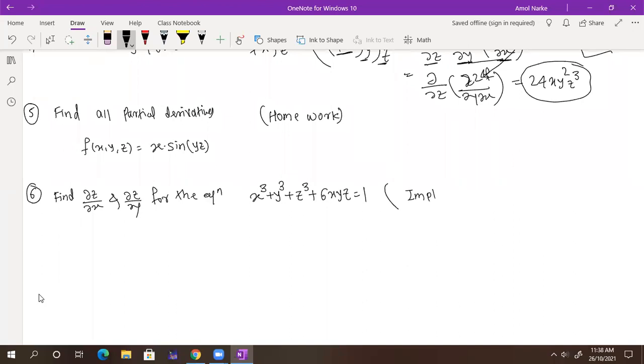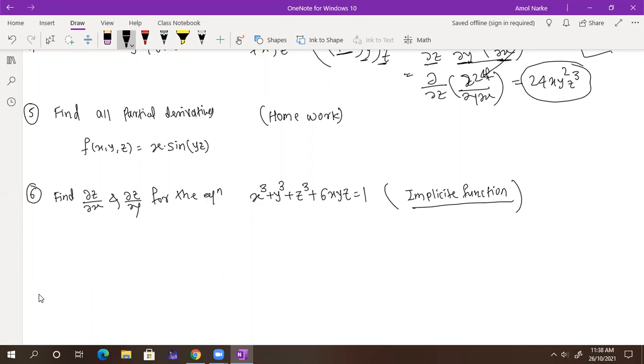Now, that we are going to see in the next lecture. What is an implicit function? How to find the derivative of an implicit function? What is the chain rule? That we are going to see in the next lecture. But can someone tell me how we can evaluate this? Does something come to your mind? ∂z/∂x, ∂z/∂y.